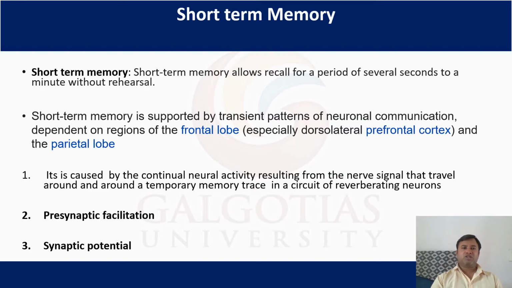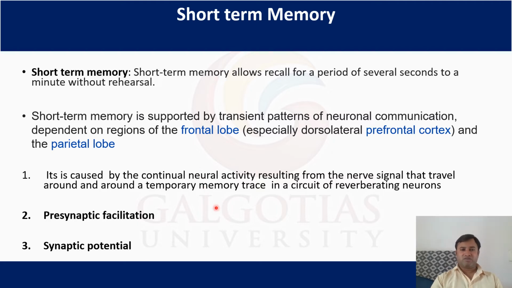Now come to short-term memory. Short-term memory allows recall over a period of several seconds to minutes without rehearsal. Short-term memory is supported by transient patterns of neural communication, depending upon regions of the frontal lobe, prefrontal cortex, and parietal lobe.